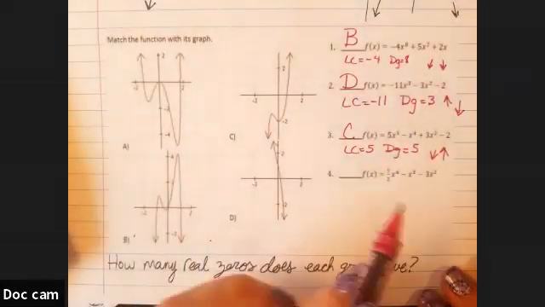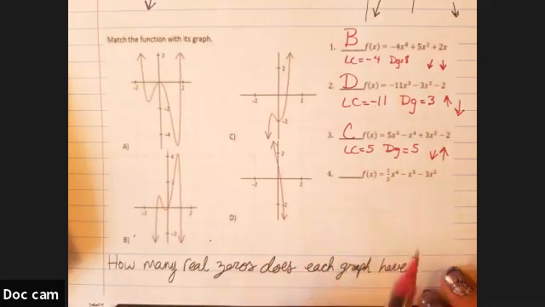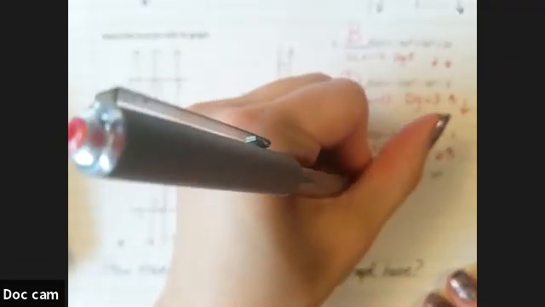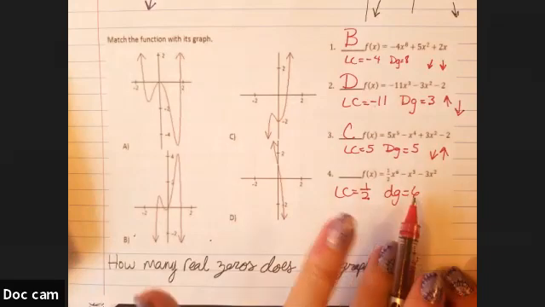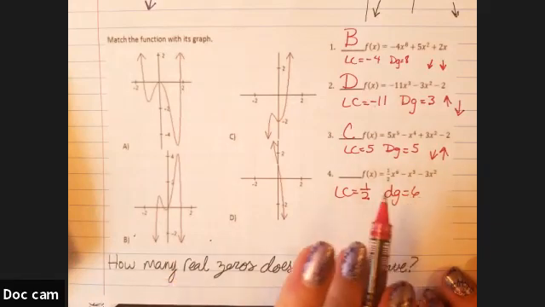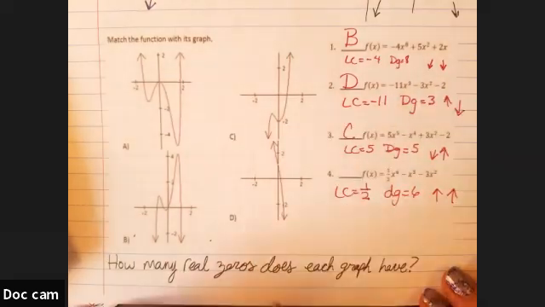And this one has the leading term 1/2 x to the 6th. The leading coefficient is 1/2, and the degree is 6. That's an even degree, which means the arrows point the same way. Positive leading coefficient, which means both arrows have to point up. So that matches with graph A.